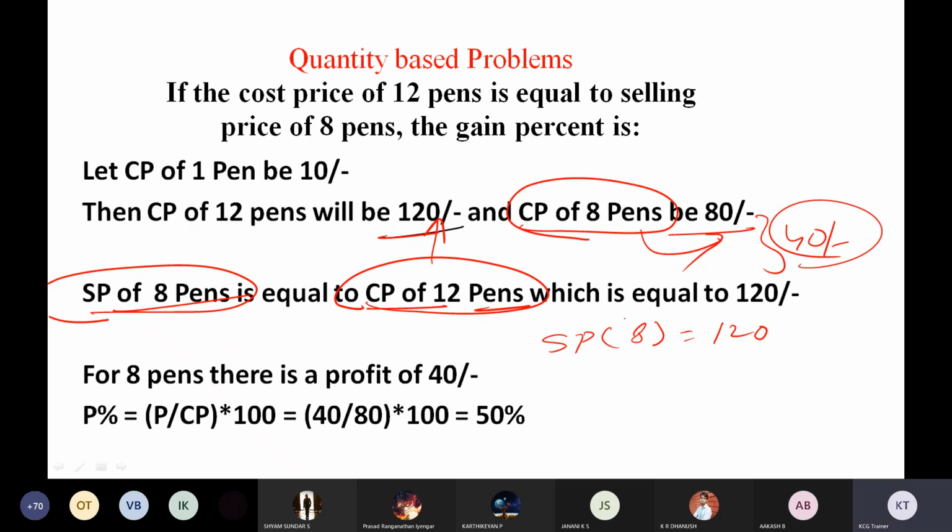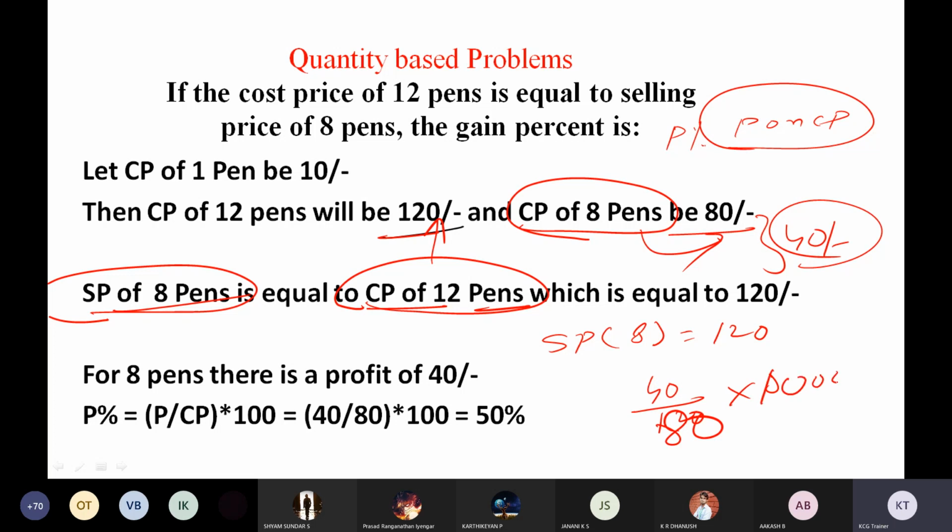Now, how to find the profit percentage? I already told you, profit percentage means profit on cost price in terms of percentage. What profit? 40 rupees on cost price, because the cost price of 8 pens is 80. 40 on 80 into 100 is nothing but 50 percent.